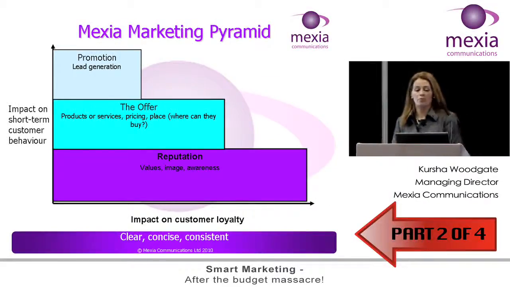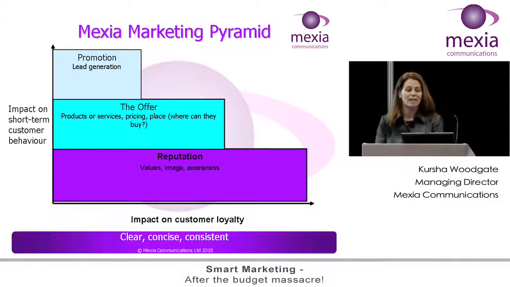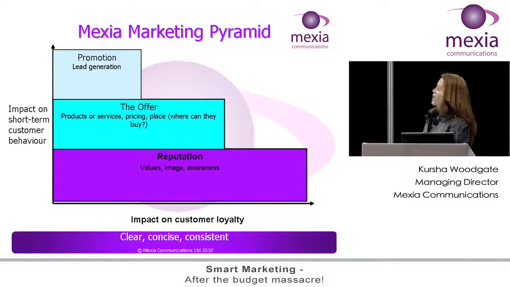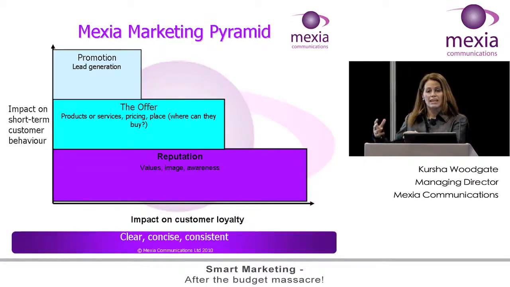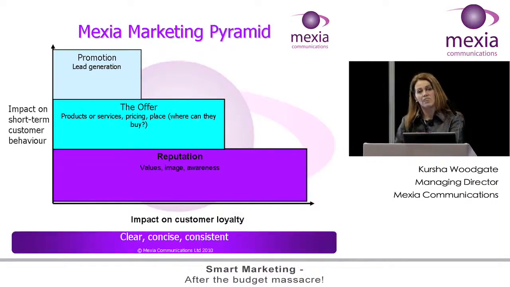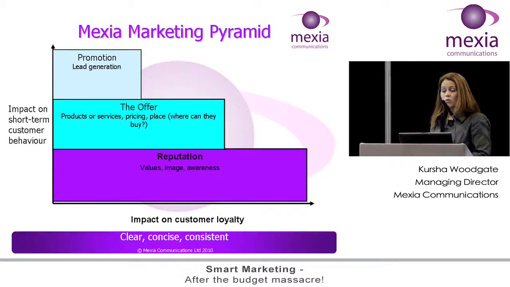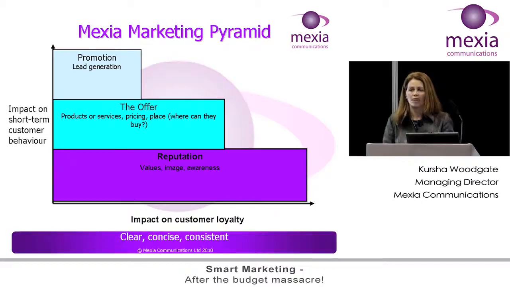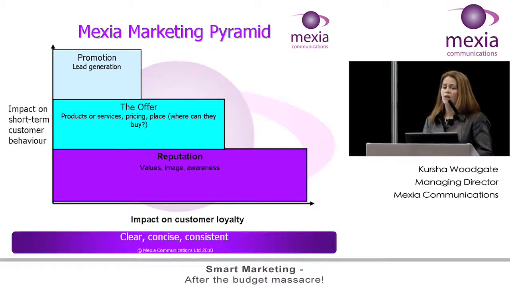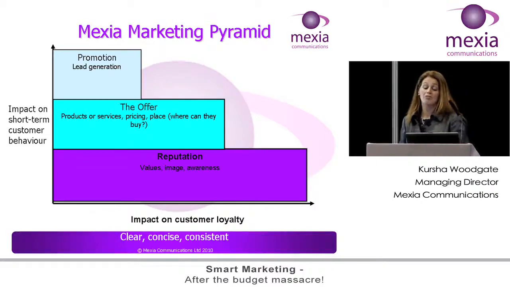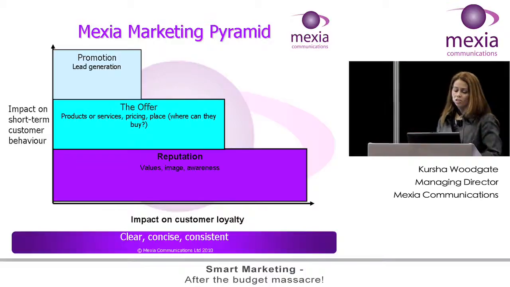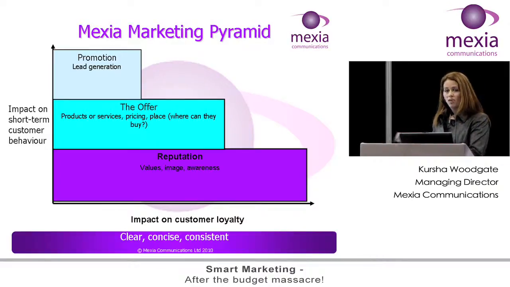So have a little graphic up here, which is lovingly dubbed the Mexia marketing pyramid, or perhaps more accurately half a pyramid. And this really represents marketing activities in terms of how they affect customer behaviour. So the axis along the bottom there is looking at what we call customer loyalty. So how likely they are to repeat purchase, how likely they are to recommend you, to refer you. So the sorts of activities that have a bigger impact on that behaviour are at the bottom layer there.